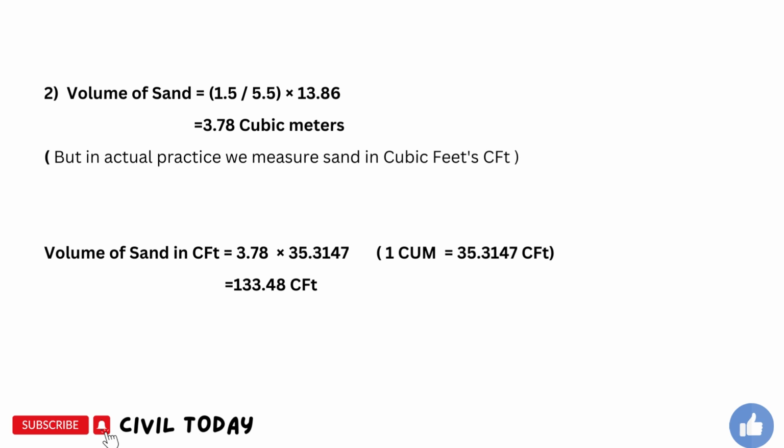But in actual practice, we measure sand in cubic feet. For example, if someone wants to buy sand, he says that I want 160 cubic feet, but he doesn't mention cubic meters. So we need to convert these cubic meters into cubic feet. How can we convert this? Simply we multiply the cubic meters by 35.3147, because 1 cubic meter is equivalent to 35.3147 cubic feet, and by this we get the value of sand, that's 133.48 cubic feet.